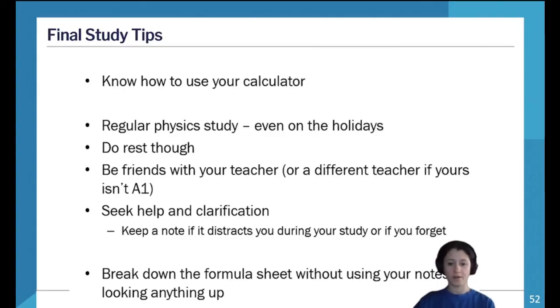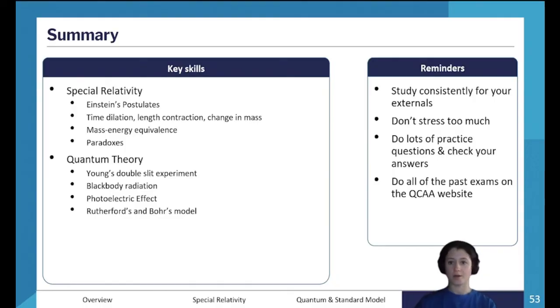And yeah, that is all of the study tips that I have for you guys today. Otherwise, I'm just going to go through a quick summary. So, what we went through today is special relativity. We went through Einstein's postulates, time dilation, length contraction, change in mass. We also went through mass energy equivalence, and then Einstein's paradoxes. Then we went through quantum. We went through Young's double slit experiment, black body radiation, the photoelectric effect, and then Rutherford and Bohr's model and the differences between them and their strengths and weaknesses.